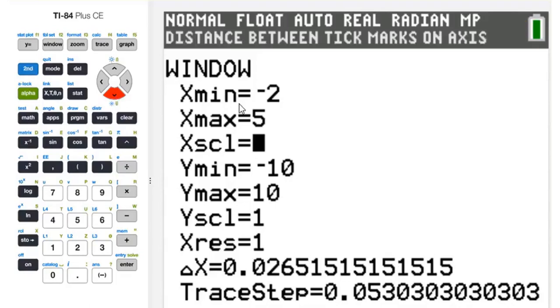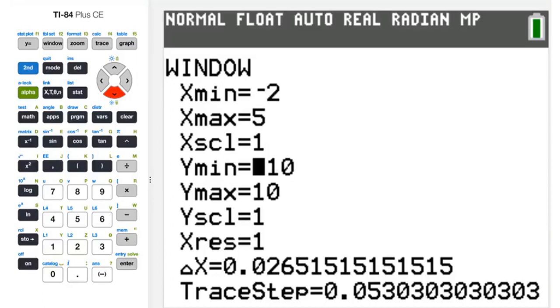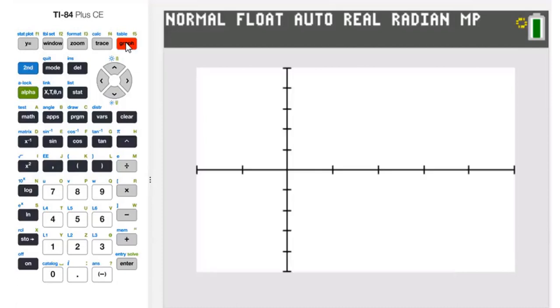If your x minimum and maximum are between like 0 to 10, then your scale is still 1. If it's more than 10, then just divide by 10. Then for the y minimum, I can change it into -5. And the y maximum, I can do 5. Scale is still 1. Then I press graph. Look at the graph. This time it is more clear.